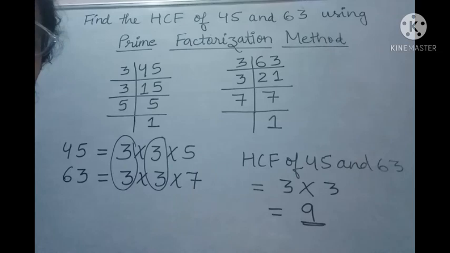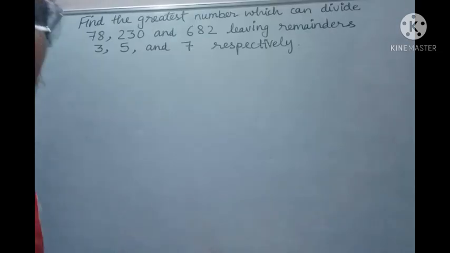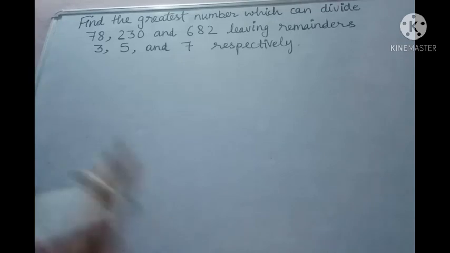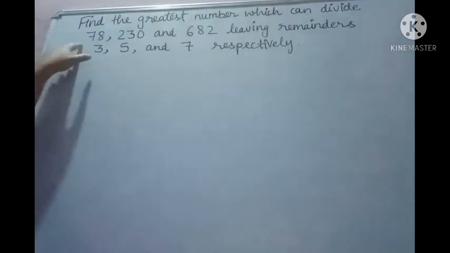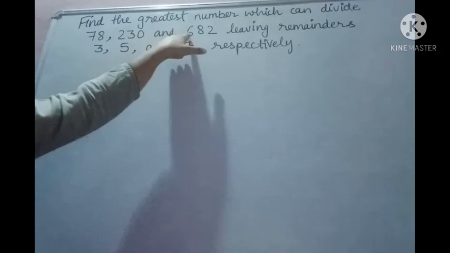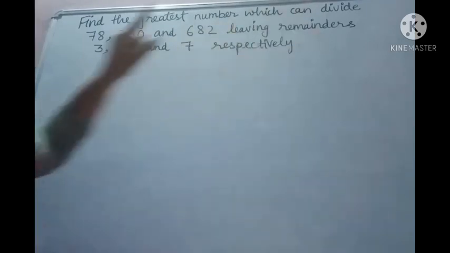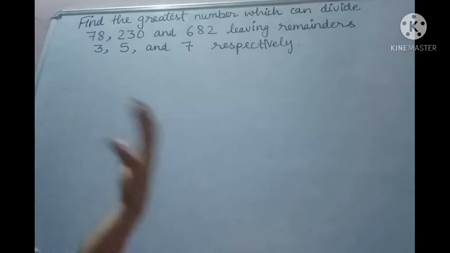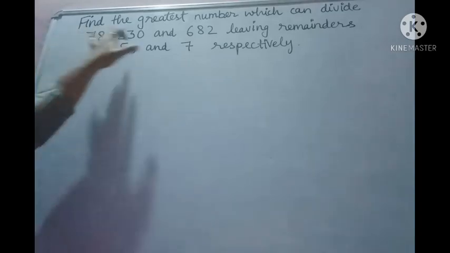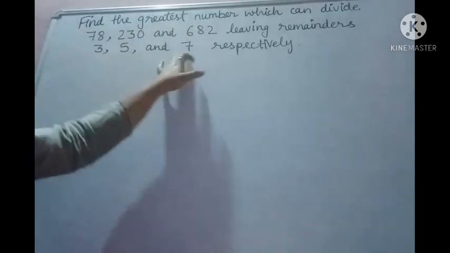Is it clear? Now I am taking one more example in order to brief you on the concept. We have so many different questions in order to find out HCFs. Now here is one type. Find the greatest number which can divide 78, 230 and 682, leaving remainders 3, 5 and 7 respectively. You need to find out a greatest number which divides these numbers, leaving these numbers as remainders.